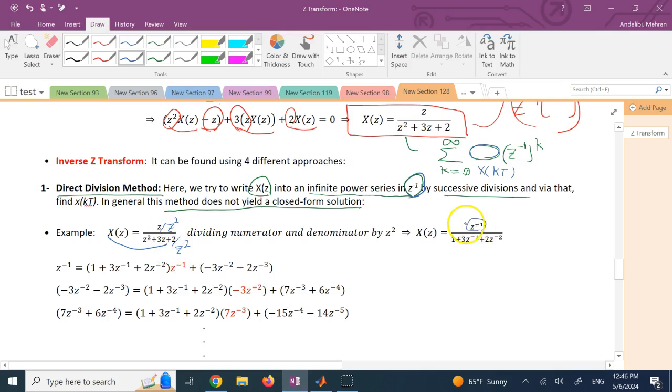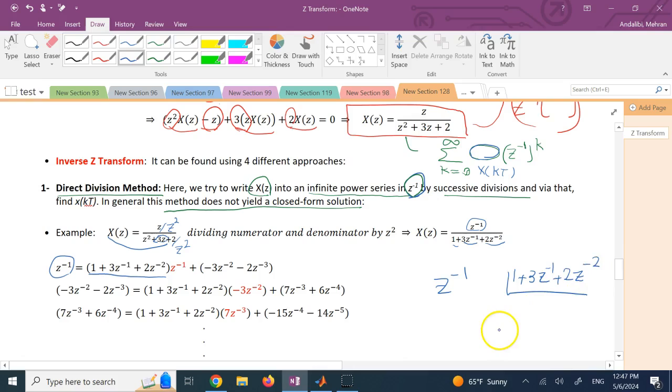So that becomes z inverse. This z inverse over z squared becomes 1. That becomes 3z inverse, and that becomes 2z inverse squared, or z to the negative 2. Now what? Now you divide the numerator by denominator by successive divisions. So you say, hey, look, z inverse divided by this denominator, what is it? If I want to divide that z inverse by that 1 plus 3z inverse, and then plus 2z to the negative 2.